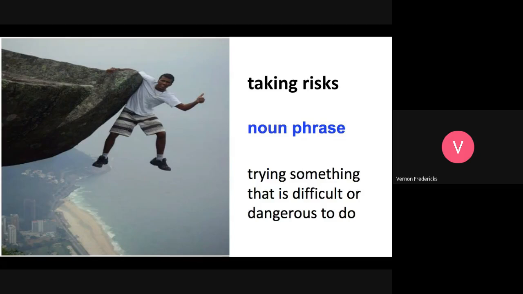Taking risks. Yes, okay. And I understand if we do dangerous things, we are taking risks. Sometimes we drive very fast, taking risks. Sometimes we eat a lot of food, taking risks with our health. Sometimes we don't study, we're taking risks, yeah, because we might fail. Okay, so taking risks is trying to do something that is very dangerous or difficult to do.